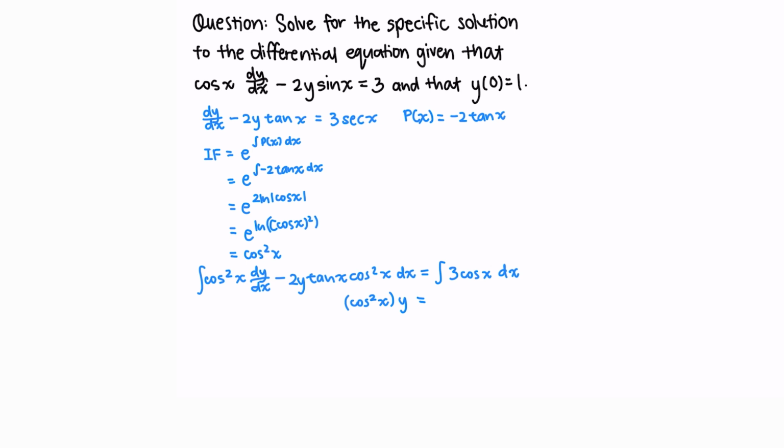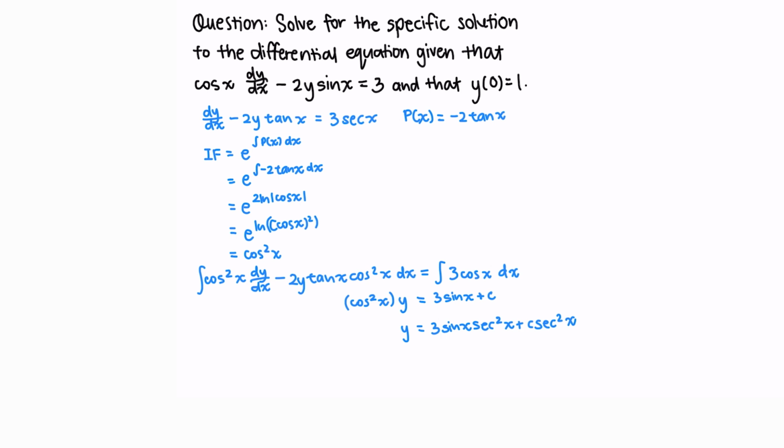And now let's integrate the right side. This just becomes 3 sine x plus c. Now we add a plus c because we are near the end. So let me just express y in terms of x. If I divide by cosine square x, this is like multiplying by secant square x. So I have 3 sine x secant square x plus c secant square x.